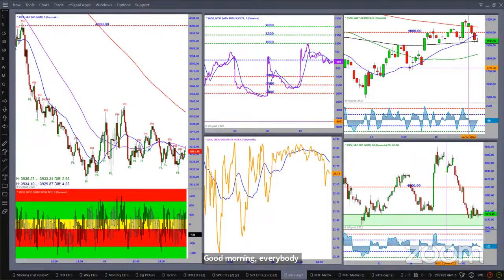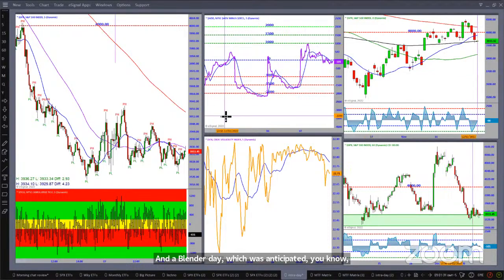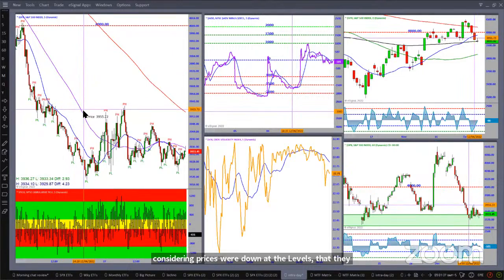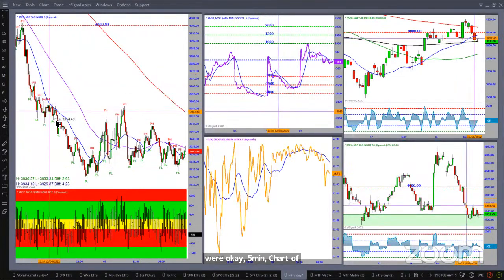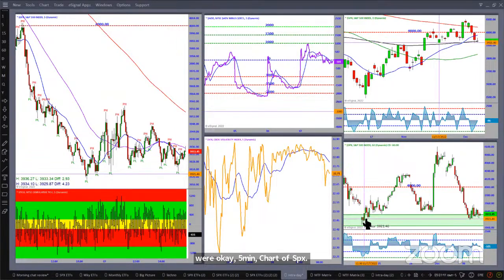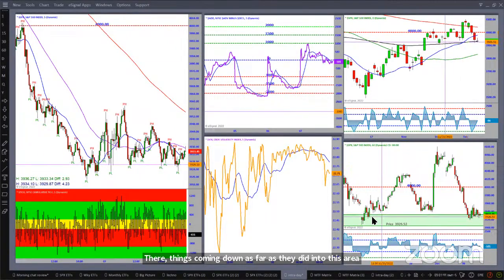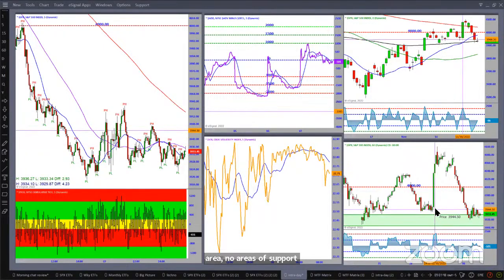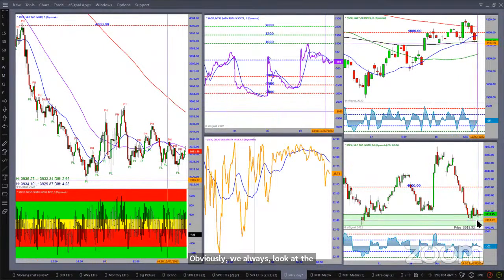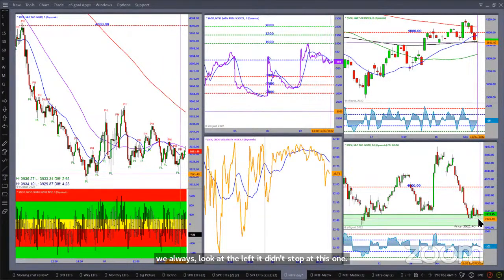Yesterday was what I referred to as a frog in a blender day, which was anticipated, considering prices were down at the levels that they were. 5-minute chart of SPX there, and things coming down as far as they did into this area of support. Obviously, we always look to the left. It didn't stop at this one, the first one. So we looked to the next one, and prices have stabilized there. And it's about as neutral as it could possibly be.